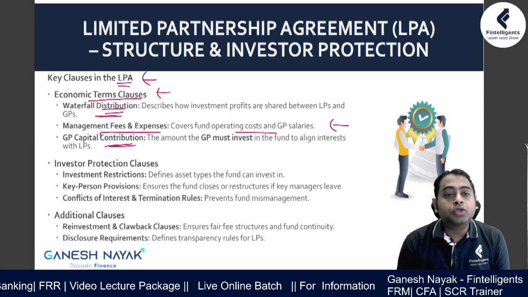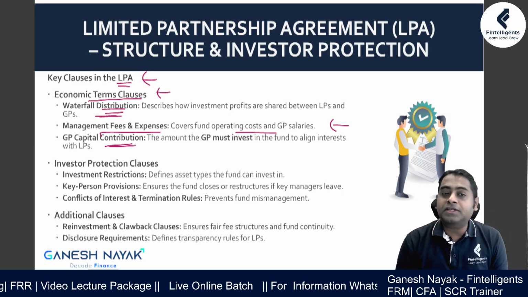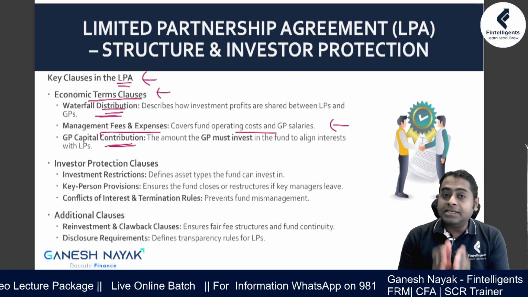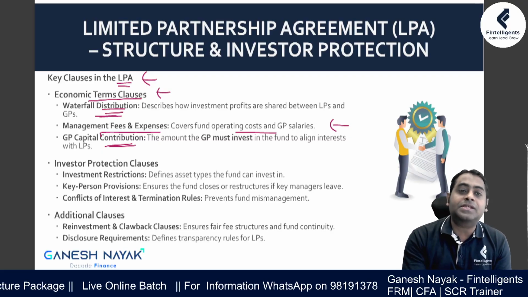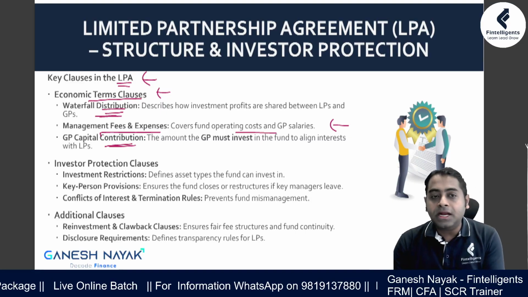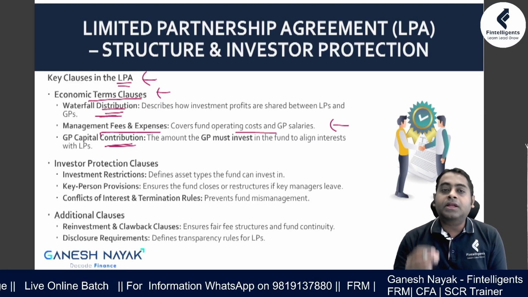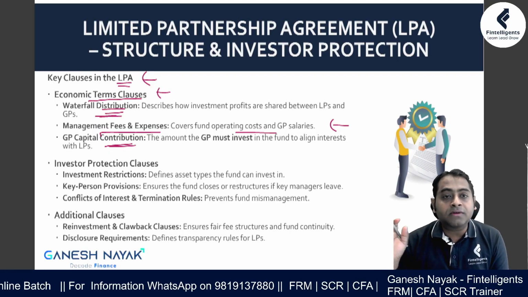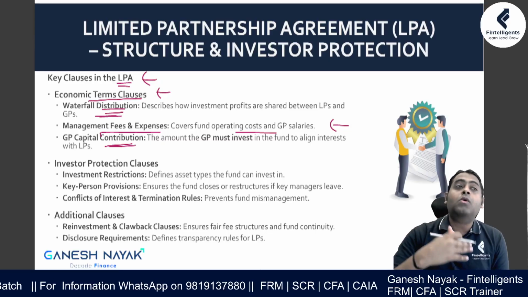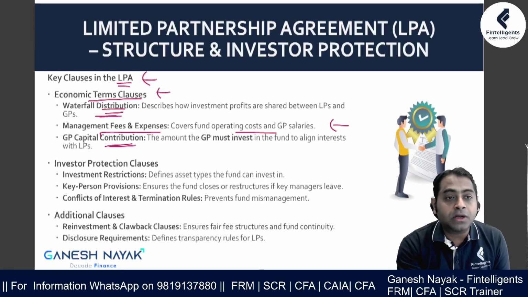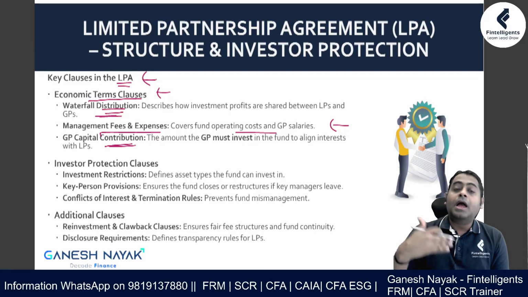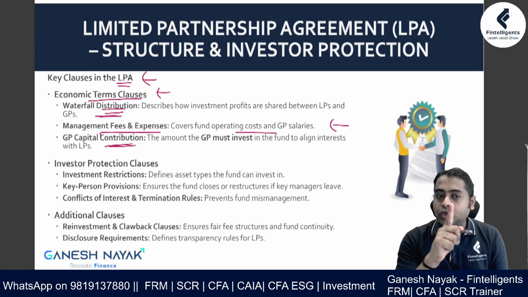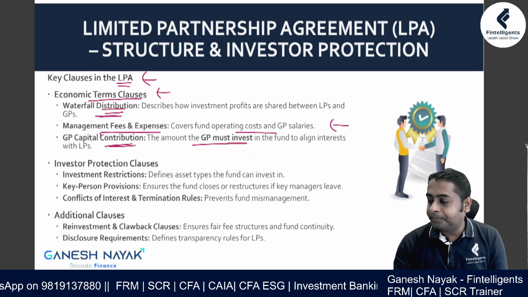GP's capital contribution. If you remember, in the previous part of the chapter I mentioned that in some cases the LP is going to invest capital, but in some cases the general partner can invest. If you want to make it mandatory, you'll have to write it down in the agreement that each general partner or each fund manager is going to contribute X amount into the fund. Why do we need this? Because now the fund manager's money is also invested into the fund, so he is going to take appropriate steps to mitigate the risk and get good returns for the investor, right? So the economic term clause is also interesting.